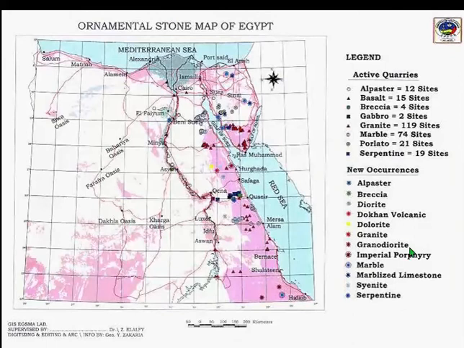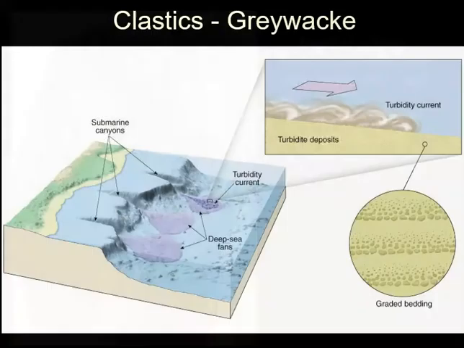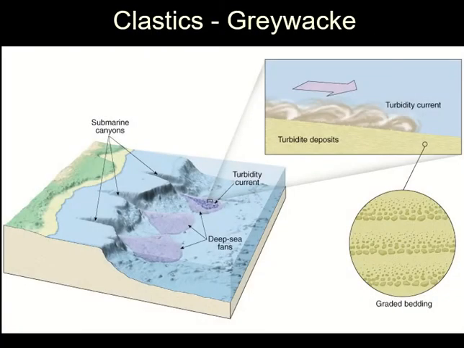So in this ornamental stone map of Egypt, you can see here's the Wadi Hammamat, and you can see all the rock types in it. And this so-called wacke, here it's still called greywacke, comes from this area. What a greywacke is, is something which is deposited in a very deep ocean basin.